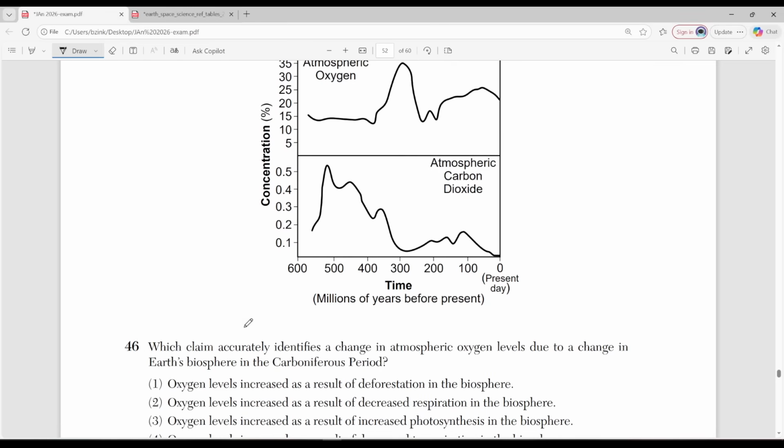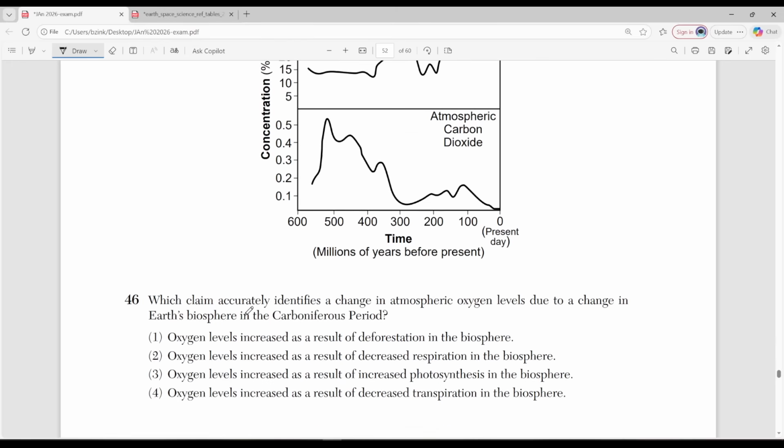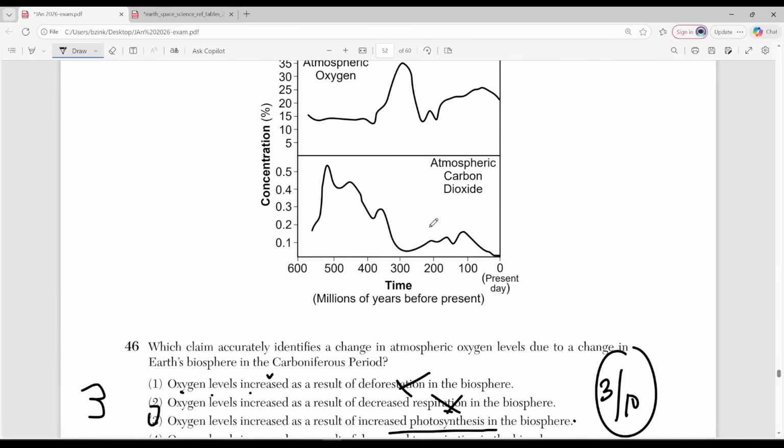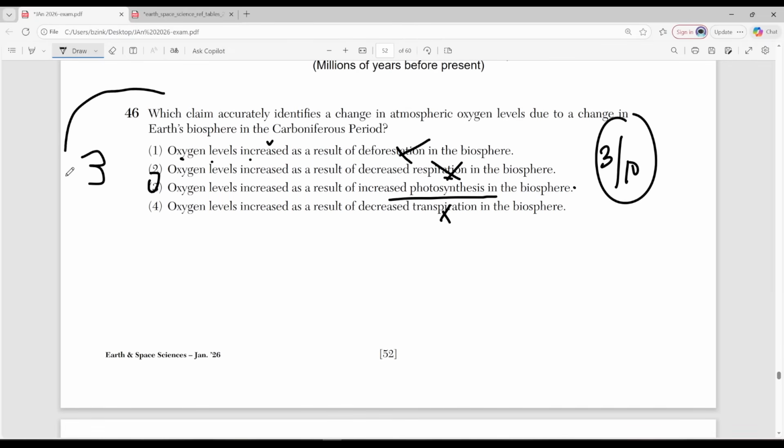This is coevolution. Which claim accurately identifies the change in atmospheric oxygen levels due to a change in Earth's biosphere? Okay, oxygen levels increase, yes. So it's going to start us off all of that. As a result of deforestation? No. We're increased photosynthesis. Or decreased respiration. That's wrong. Decreased transpiration. Yeah, it's 3. That is a great question. It's easy. It's straightforward. You tested them on coevolution. You taught them about that. You interpreted some graphs. This is a great question. I think all of them should be like this.